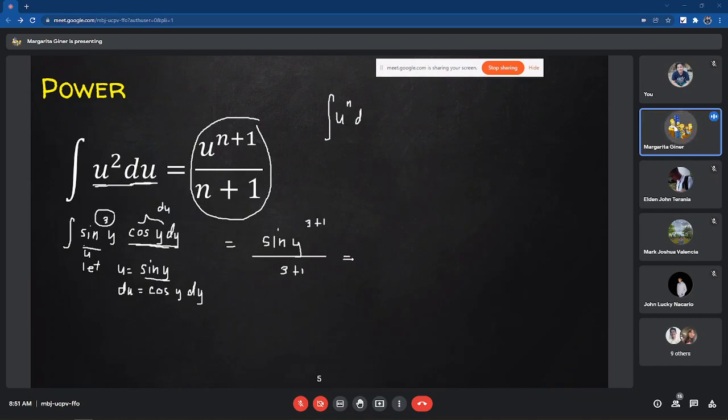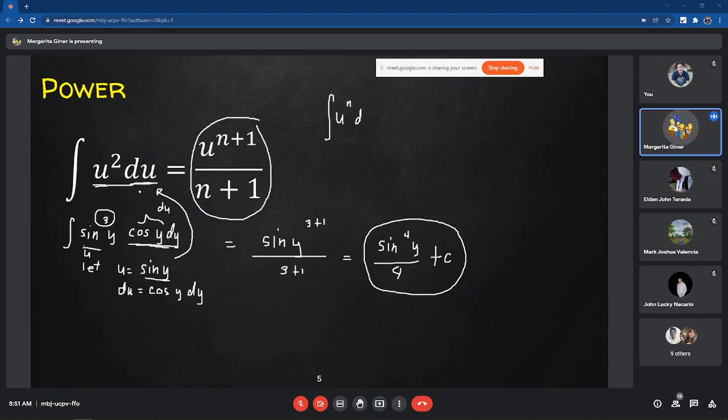So, the answer here is equal to sin to the fourth y divided by 4. So, plus c, don't forget your arbitrary constant. So, this is your final answer. Okay? You have to meet the requirements of the formula so that you can use it.